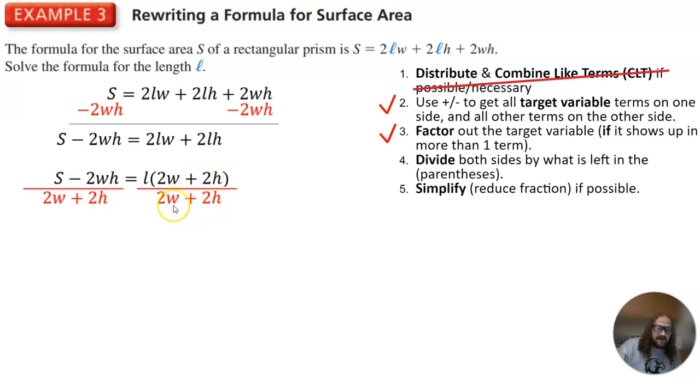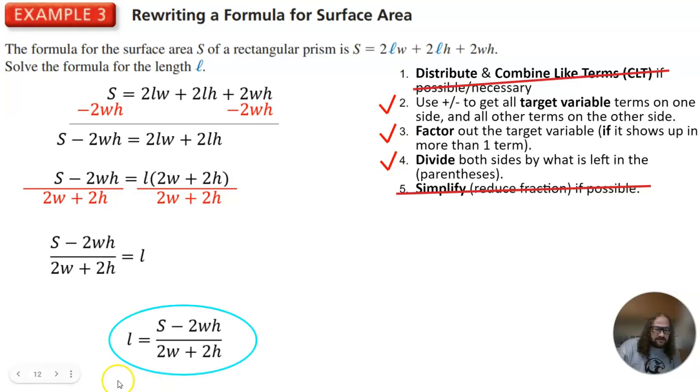Cancels on the right side, and we get S minus 2WH divided by 2W plus 2H equals L. And we're not going to be able to simplify that fraction, so that is our solution. L equals S minus 2WH over 2W plus 2H.